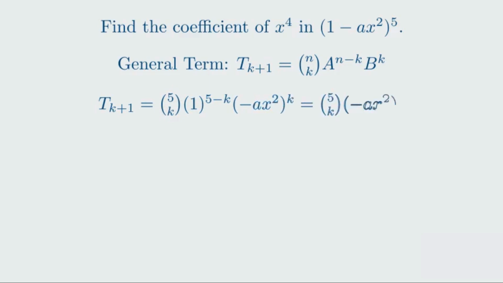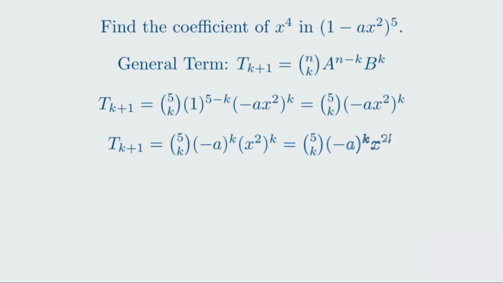We can distribute the exponent k to both parts inside the parenthesis. This gives us T sub k plus 1 equals 5 choose k times negative a to the power of k times x to the power of 2 times k. We want the coefficient of x to the power of 4. To find this term, we just need to set the exponent of x equal to 4. So we set 2k equal to 4. Dividing both sides by 2, we find that k must be 2. This means the x to the 4th term is the 3rd term in the expansion.